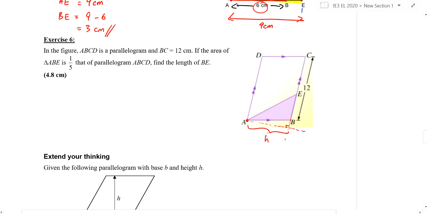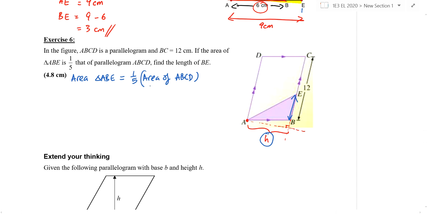Because we want to have two shapes sharing the same perpendicular height for ease of our working later on, if this is the perpendicular height of the triangle, then BE logically should be the base. So let us now write equations. Area of triangle ABE is actually 1/5 the area of ABCD. So we see that the steps are similar to what was done earlier on.